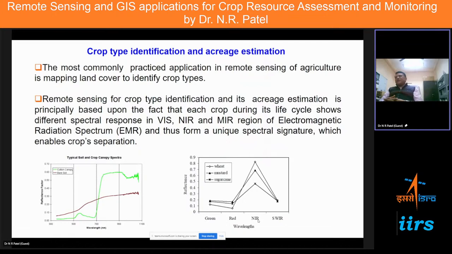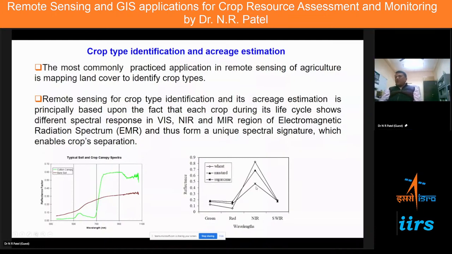Different kinds of crops, because of their different color, different size of leaf, phenology, crop cover, all those characteristics influence the magnitude of reflectance. So in different bands, different crop types have different amounts of reflectance. Here you see the wheat crop has the highest reflectance in the NIR band, followed by the mustard crop. Sugarcane has the least reflectance in the near infrared range.